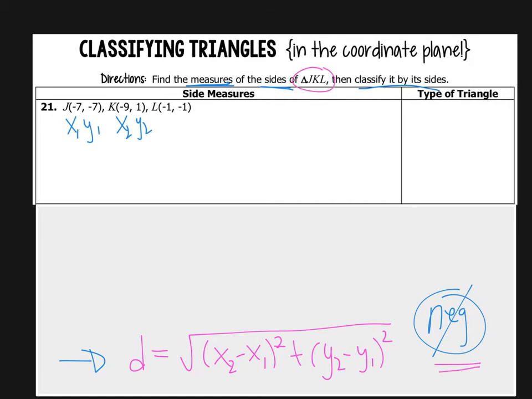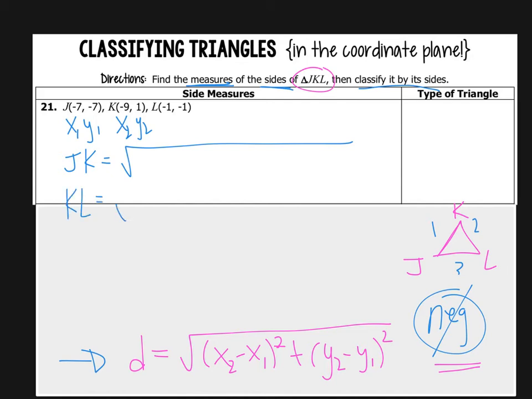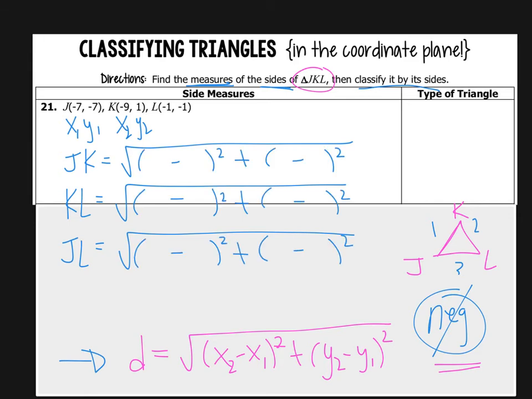Now, it's talking about triangle JKL, so I just want to draw a triangle JKL. It doesn't matter where you put the letters, as long as they go in the same order they mentioned. There's my triangle JKL, and I'm going to have 1, 2, 3 sides to get the length of. So I'm going to have length JK is equal to the square root, all that stuff. And then I'm going to have the length of KL, my second side, equal to the square root of a bunch of stuff. And then I'm going to have JL, and that's going to be the square root of a bunch of stuff.